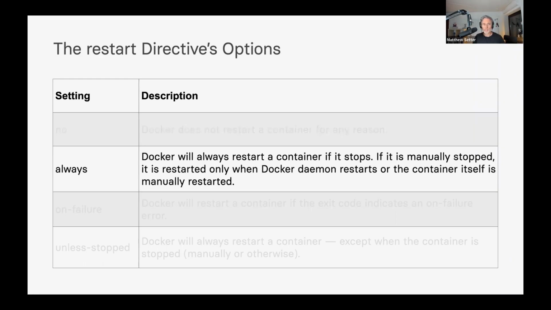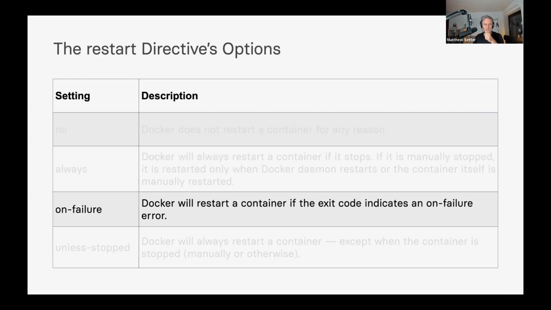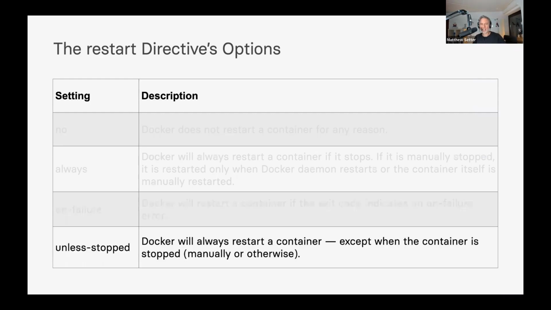Next value is always. Here, Docker will always restart a container if it stops. If it's manually stopped, it's restarted only when the Docker daemon restarts or the container itself is manually restarted. Then there's on failure, and in this case, Docker will restart a container if the exit code indicates an on failure error. And unless stopped, we've already seen.